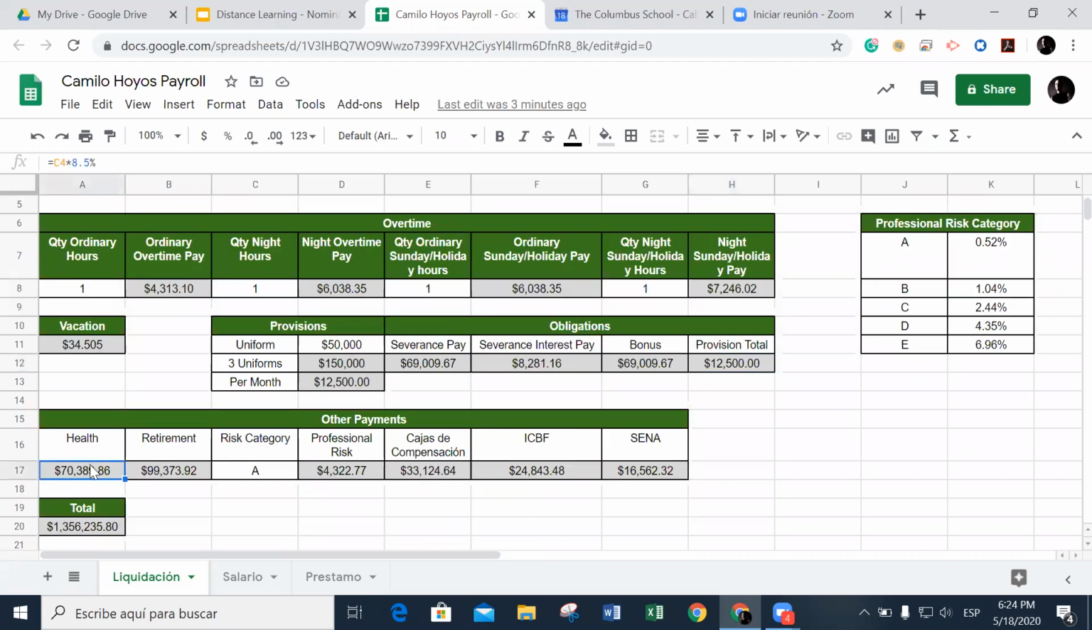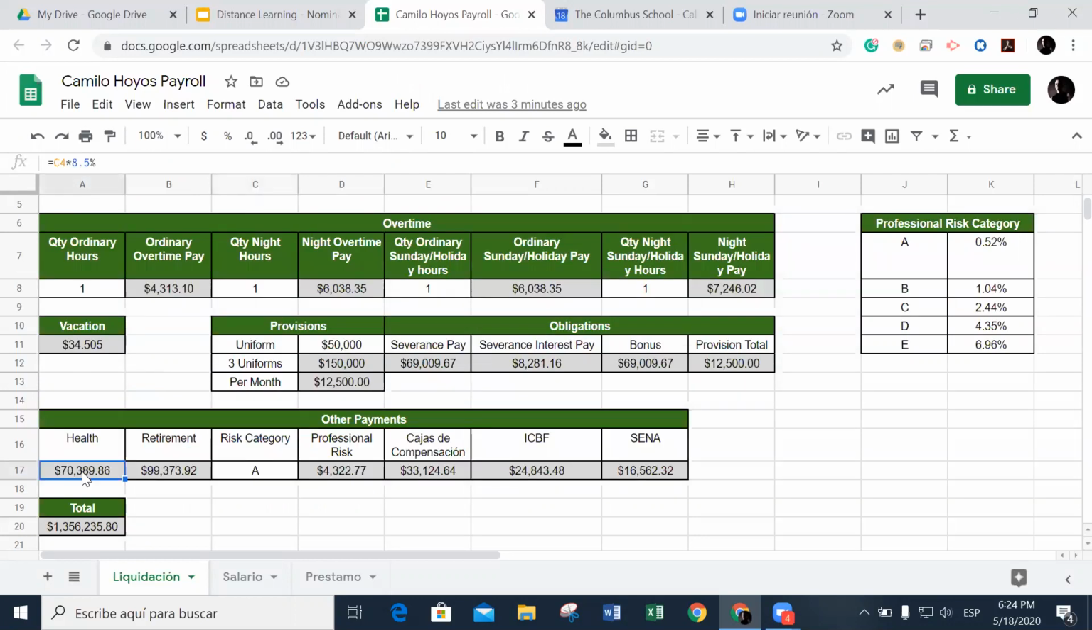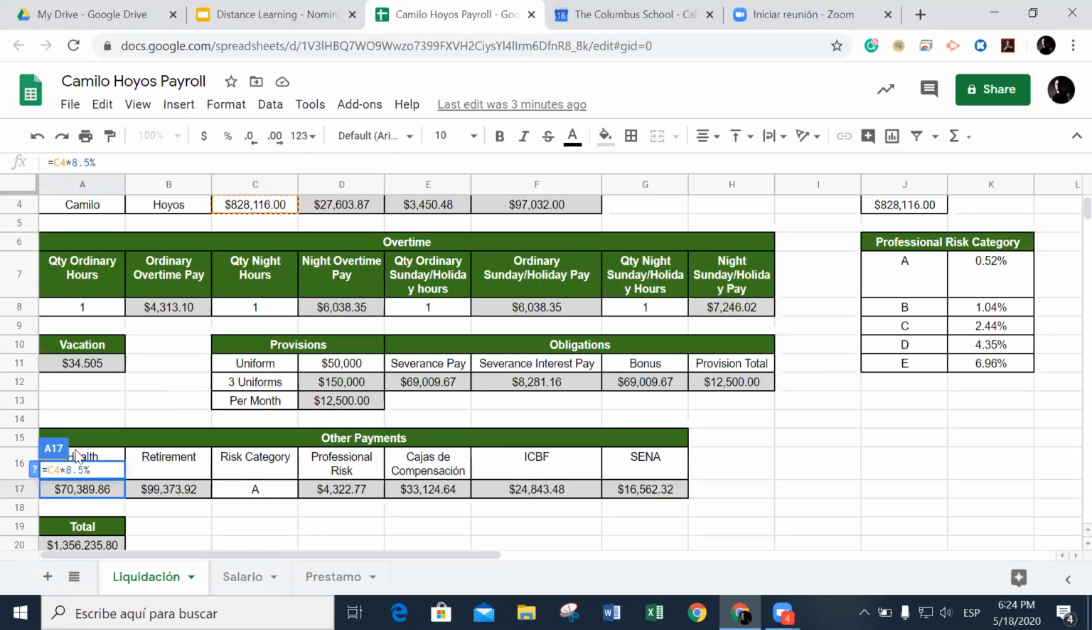The health. Now the government says that the health, 8.5% should be paid by the employer, right? 8.5% of what? Of the minimum wage, or of the wage that you're paying the person. We're paying them this, so I'm literally, if you notice the formula, multiplying that, right here, 828,116 pesos times 8.5%. That's going to give me this total right here, right?